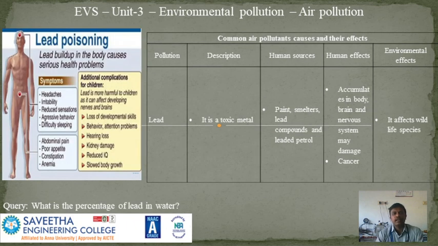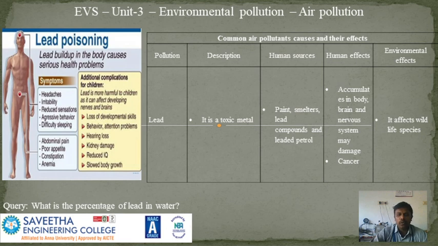And finally we are going to talk about lead, a toxic metal. The common human sources of lead are paint, smelters, lead components and leaded petrol. It accumulates in the body, may damage the brain and nervous system, and it causes cancer.